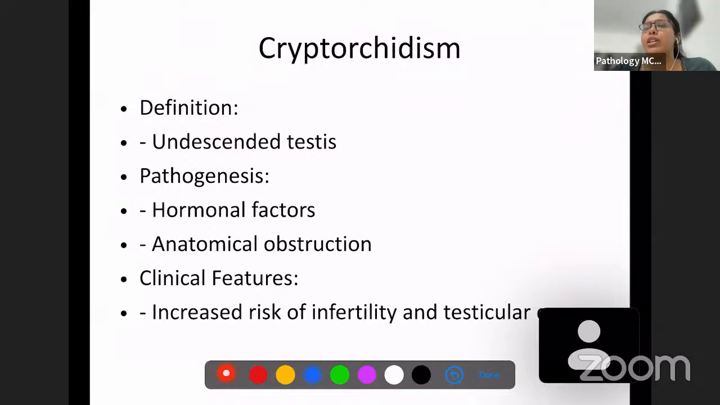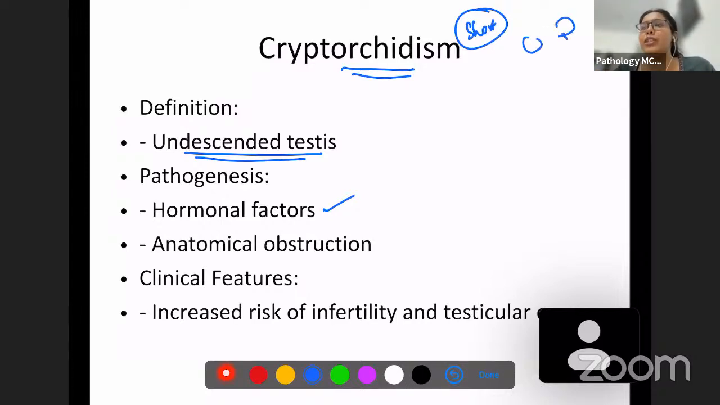So the next short answer question which we have to discuss here is cryptorchidism. Cryptorchidism, as I already said, is undescended testis. So why does the testis not descend into the testicular sac? Some of the reasons are hormonal factors. One could be anatomic obstruction. There could be obstruction in the area where it is descending, so it's stuck somewhere inside the abdominal cavity. So these could be the reasons.